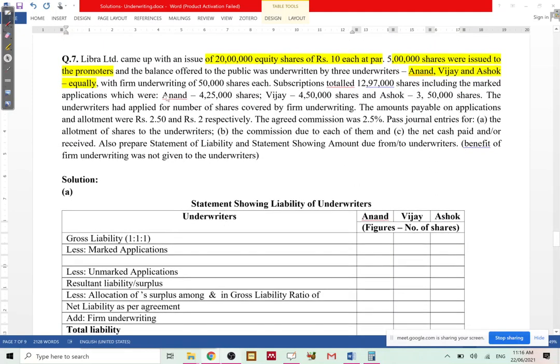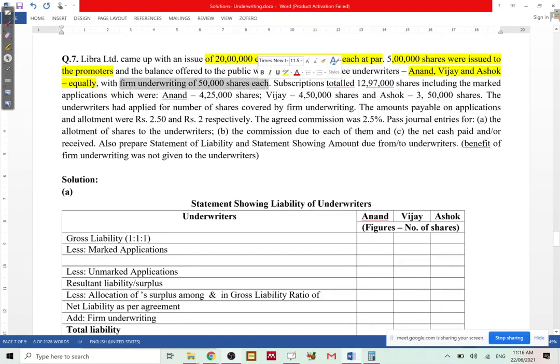Okay. Then there was also firm underwriting, and firm underwriting also they took equally 50,000 shares each. We'll come to that later. Subscriptions totaled 12,97,000 shares including marked applications. Okay, which means the company received 12,97,000 shares, and in those shares there were also marked applications which were these many.